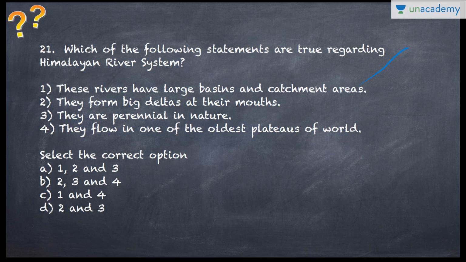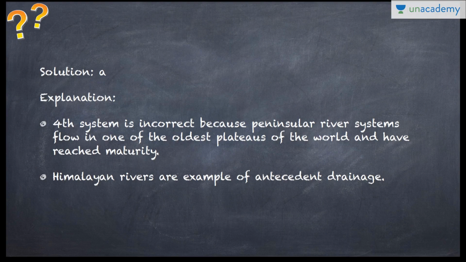So effectively, this is also true, and they're all perennial in nature. Have you ever seen water drying up in the Ganges? No, right? The southern friends might be a bit confused, but we can see the Kaveri and Godavari going a bit dry, while it never happens with the Ganges or Yamuna. So this statement is also right. But the one saying they flow in one of the oldest plateaus of the world is very wrong. Why? Because the oldest plateau in the world is our Deccan Plateau, and it is the peninsular rivers which flow through it. So the answer would be 1, 2 and 3. That means it's option A.